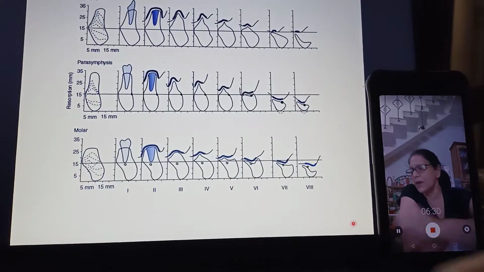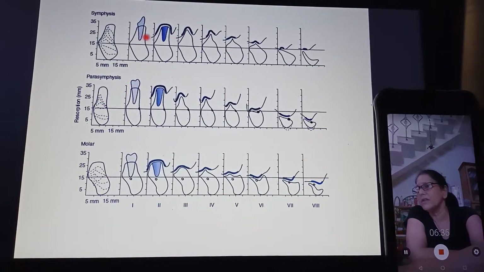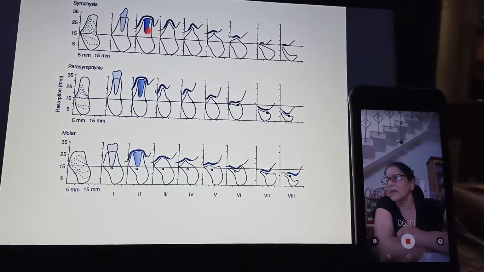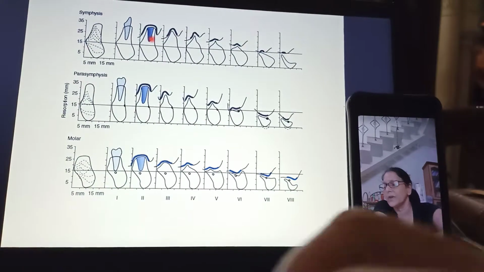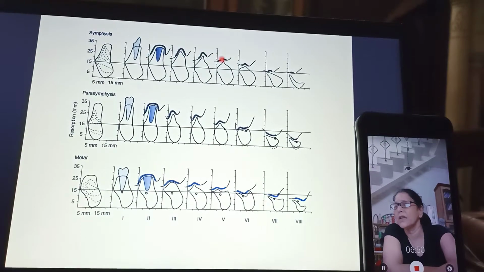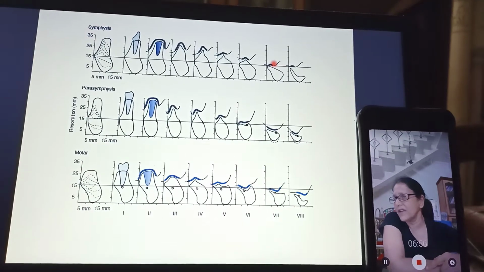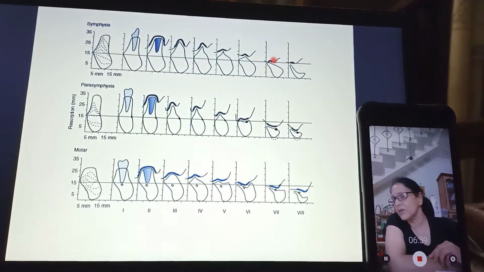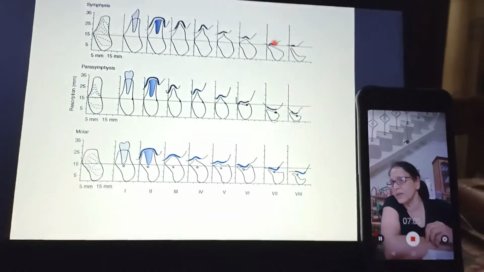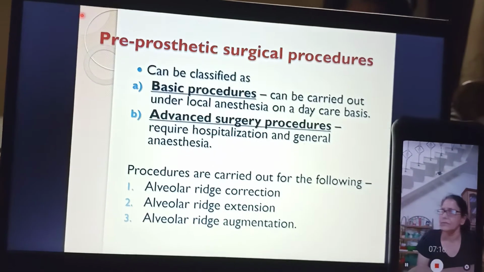So that is, first one is pre-extraction followed by post-extraction time in symphysis area, where you can see slowly the ridge height and the width is gradually decreasing till it is reaching class 6. So same happens in parasymphysis area and molar area, where soon after the extraction is done, the alveolar ridge begins to undergo resorption, atrophy, and leaving a flat ridge with complete deficiency of bone.